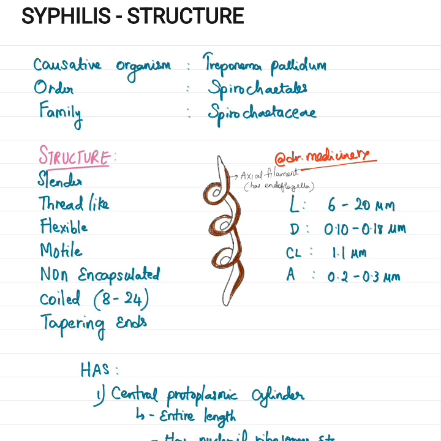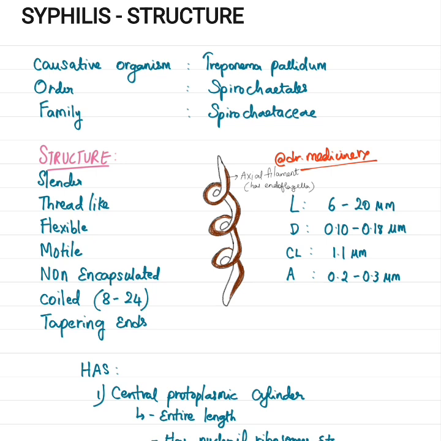Coming to the causative organism, it is Treponema pallidum, which belongs to the order Spirochaetales and the family Spirochaetaceae. In this family, we have a couple of important genera, of which Treponema is one. Coming to the structure, it is a slender thread-like organism which is flexible and motile, and it is non-encapsulated, and it has about 8 to 24 coils, and it has tapering ends.